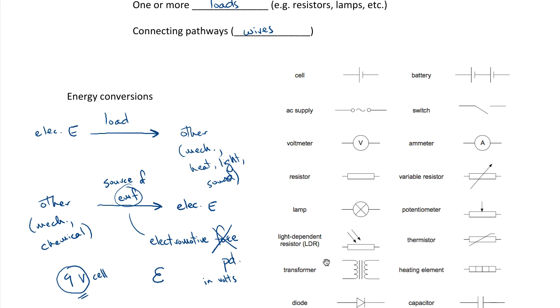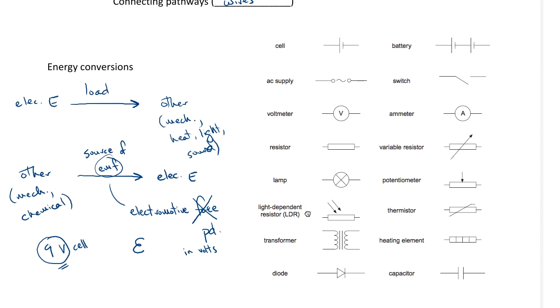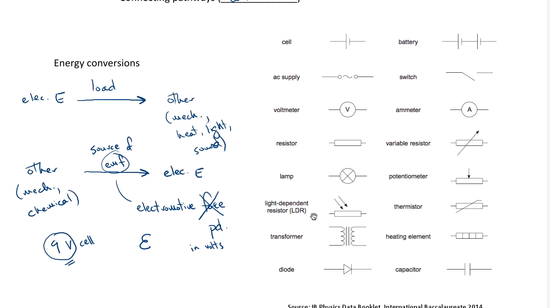Over here on the right, I have some symbols from the IB data booklet. These are the symbols that you'll see in circuit diagrams. Let's take a look here over at a cell. When we draw a cell like this, the longer terminal is the positive terminal, and the shorter one is the negative. So the conventional current is moving out from the positive terminal around the circuit and back into the negative, while the electron current is moving in the opposite direction.